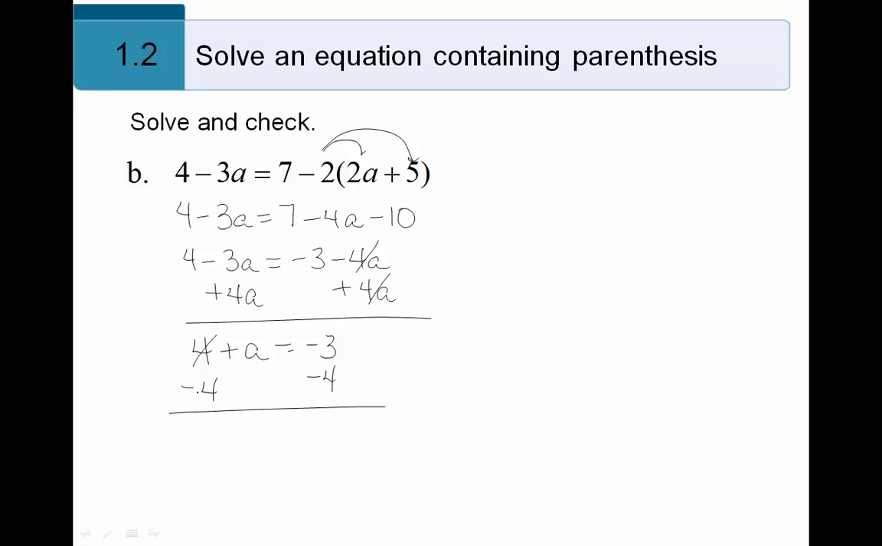Combining the numbers, the positive 4 and negative 4 cancel one another, and that leaves us a equals. On the right-hand side, negative 3 and negative 4 is negative 7. Step 4 is to remove the coefficient, but in this case the coefficient's a positive 1, and dividing by positive 1 won't change anything, so we're done.